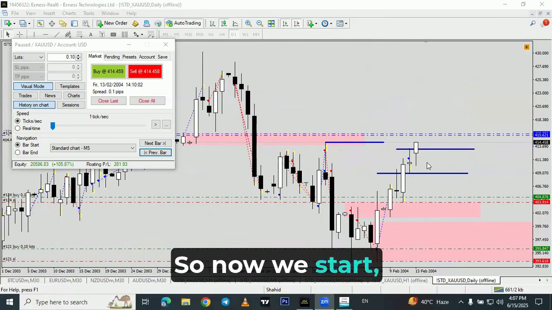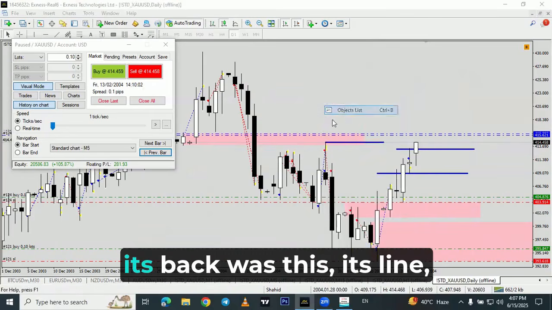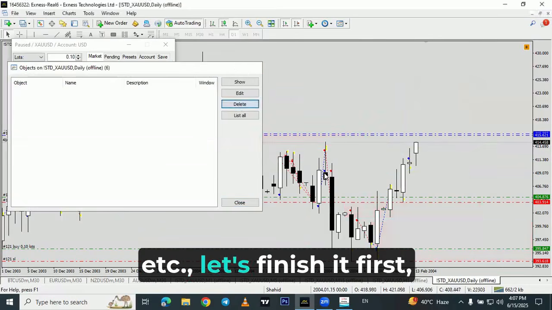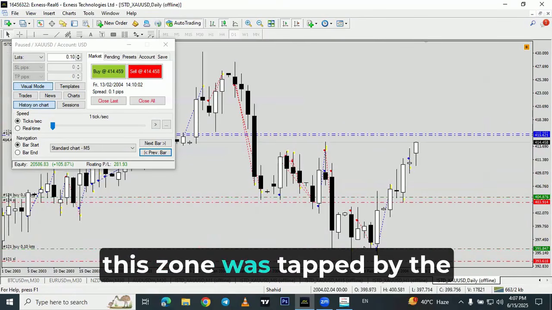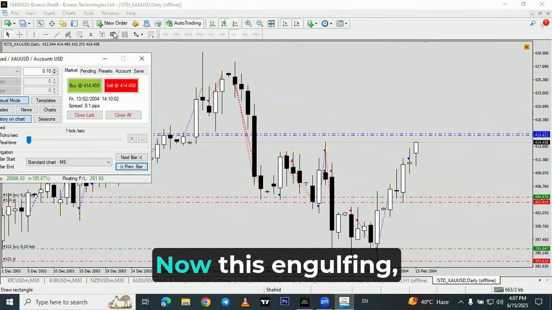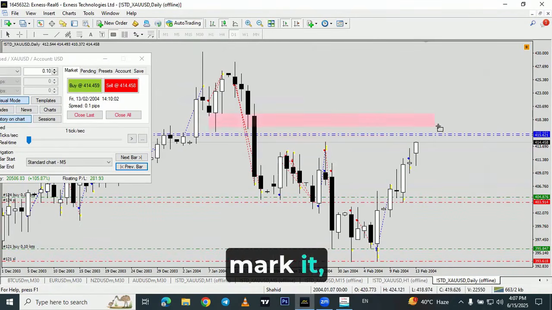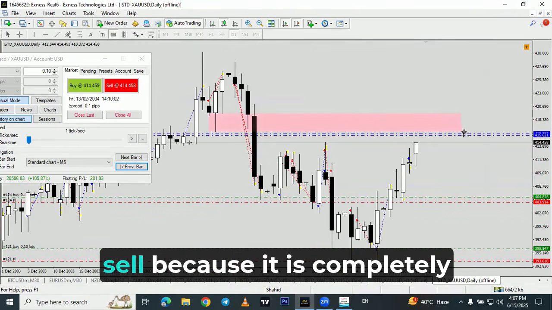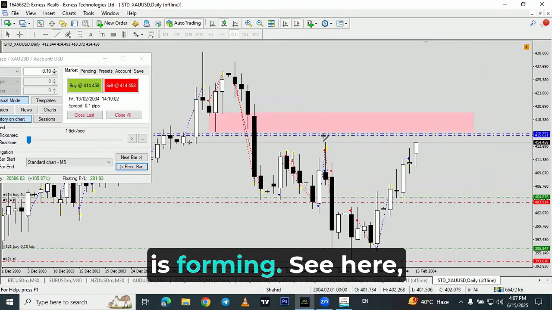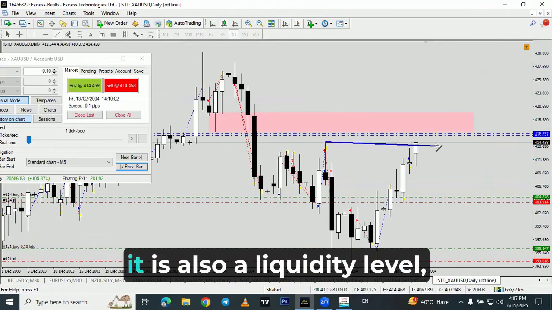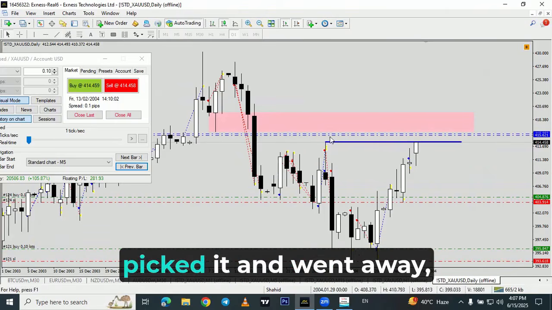So now we start this walkthrough we took in the class, so we start from there. We are starting, its back was this, its line, etc. Let's finish it first and then we move here and see here this zone was tapped by the market and went away. Now this engulfing is a level that can make it sell because it is completely fresh, and here a liquidity level is forming. See here, it can be called FPR, it is also a liquidity level. The market picked it and went away.